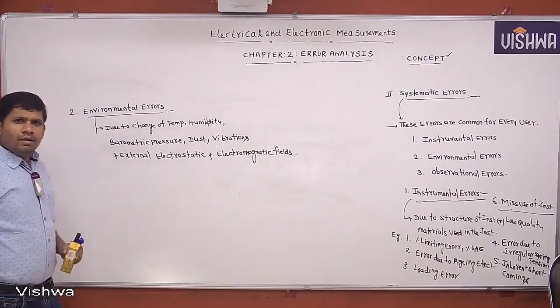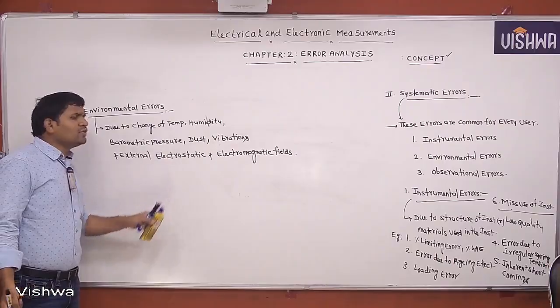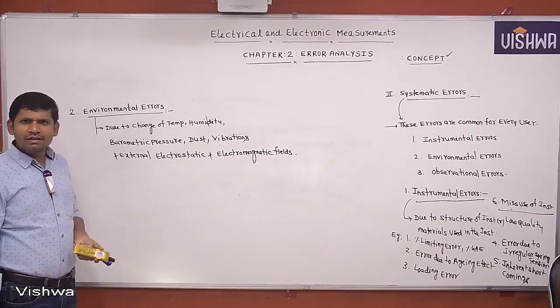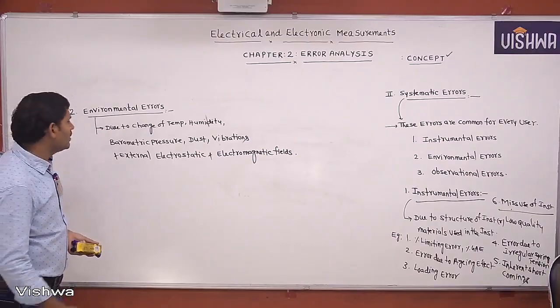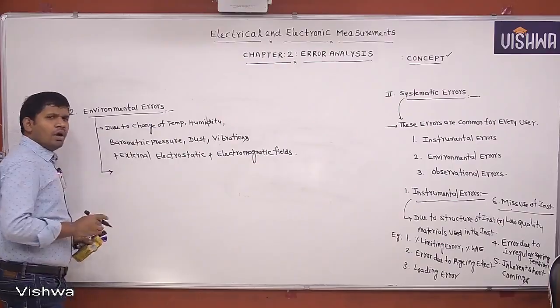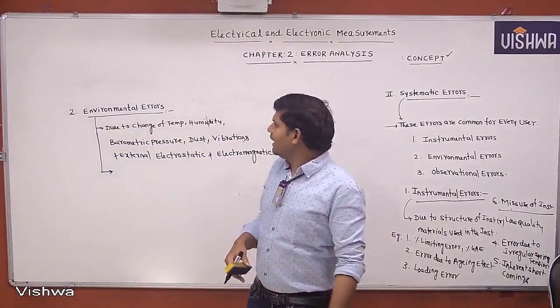Okay. Then the examples of environmental errors: temperature error is one example. Stray magnetic field error is another example. These are the examples of environmental errors. But how can we reduce these environmental errors? How to compensate or reduce them?